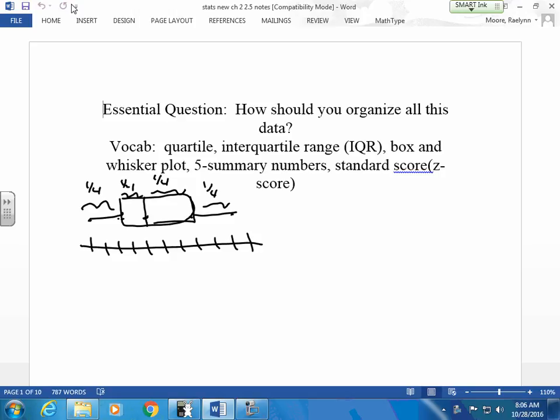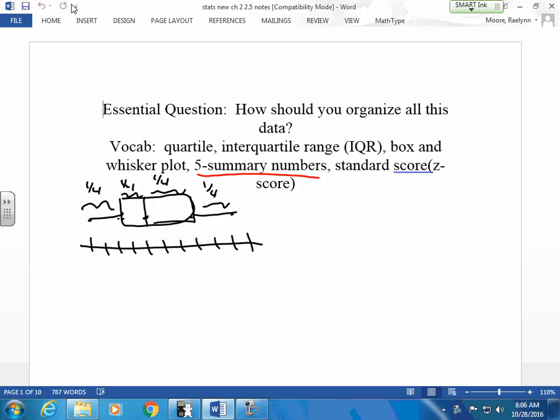We call these the 5 summary numbers, the numbers that allow us to build this graph. So we're going to work on that a little bit. I'm not going to dwell on this too much, but we are going to work towards getting there.